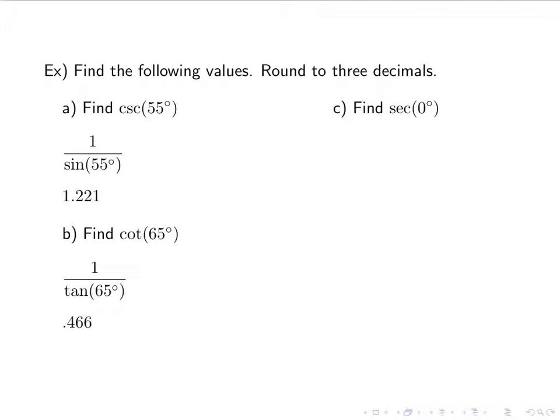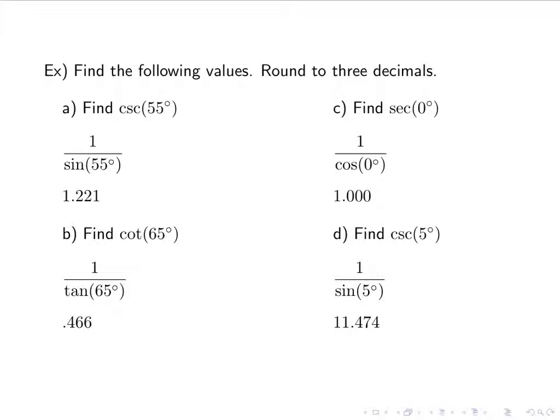Secant of 0 degrees is 1 over cosine of 0 degrees, which is 1. And again, to 3 decimals, that's 1.000. And then lastly, cosecant of 5 degrees. Cosecant is the reciprocal of sine. So cosecant of 5 degrees is 1 over sine of 5 degrees. Again, something bigger than 1, or at least 1, so 11.474.